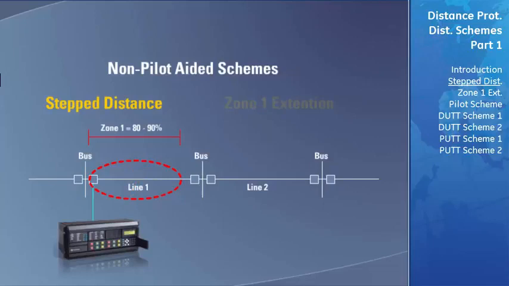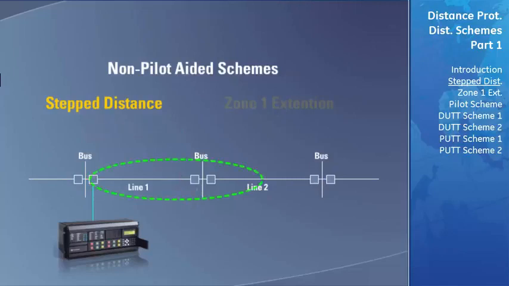Zone number 1 will not protect the last 10 to 20% of the line. This area is known as the end zone. Any faults that occur in the end zone will not be seen by zone number 1 and will have to be cleared by one of the other zones of protection.